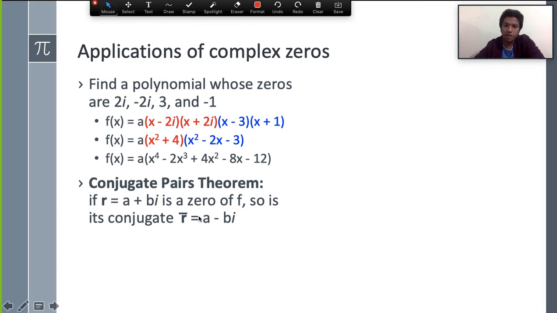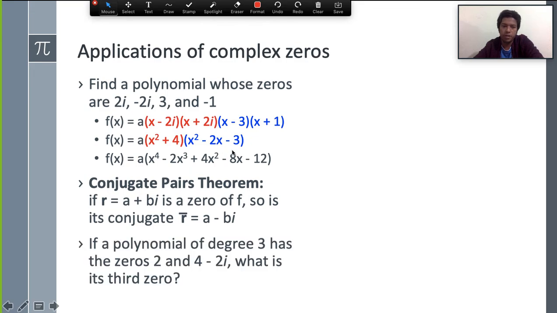And this is the complex conjugate pair theorem. Complex numbers will always come in pairs. This is what is called the conjugate pair theorem. Always they will come in pairs.